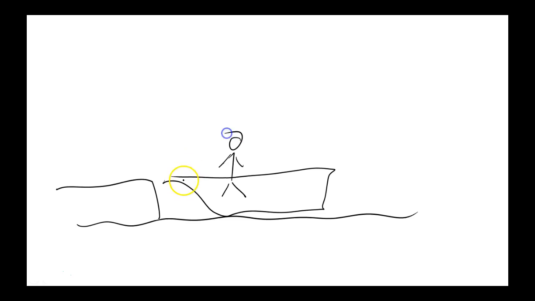Here we have the water, here's the dock in the water, here's the rowboat, and here's the person. Now, the person is 64.5 kilograms. What's that a measure of?